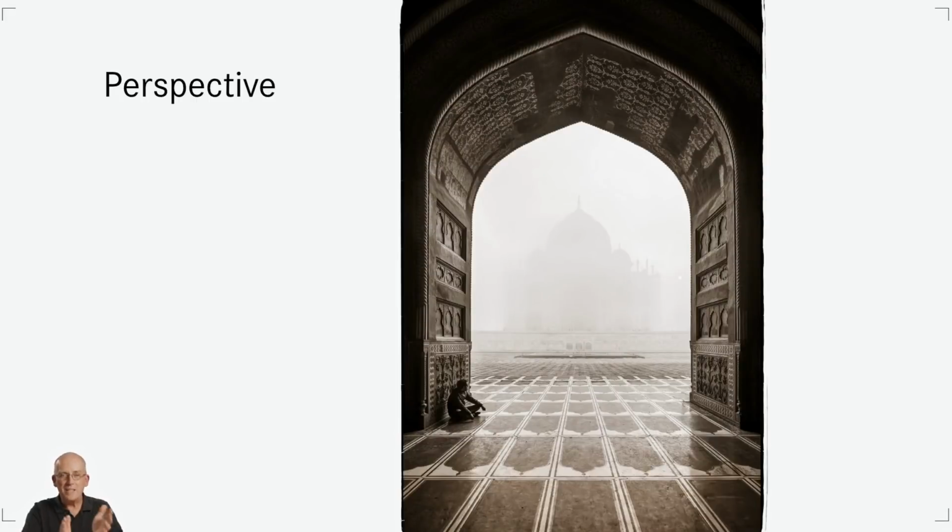Okay, perspective. Now this is really important. Wide angle lenses exaggerate receding things. They bring close objects forward and push back distant objects. And what that does is tends to exaggerate converging parallel lines.